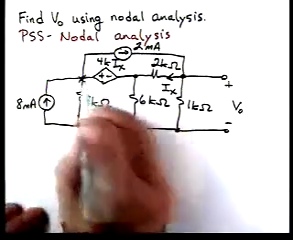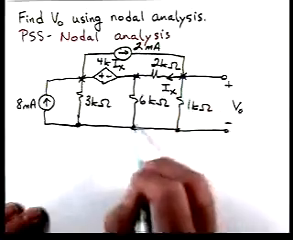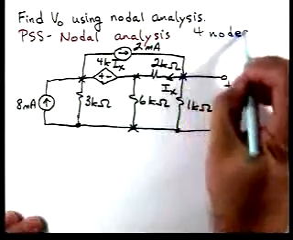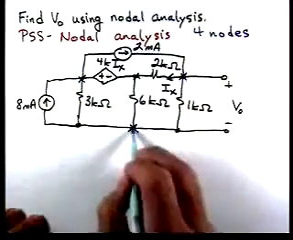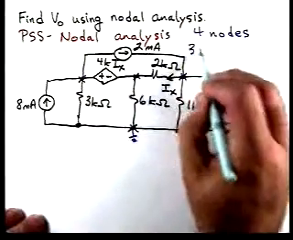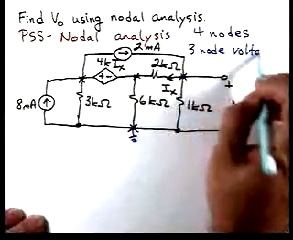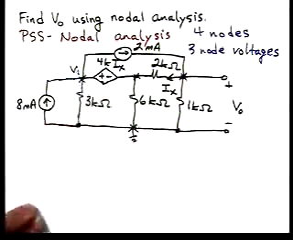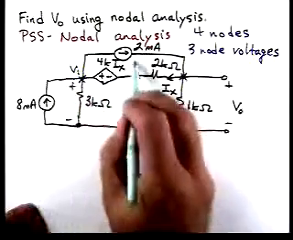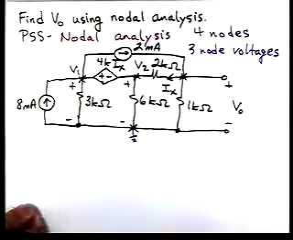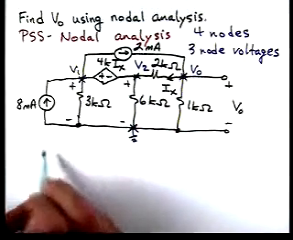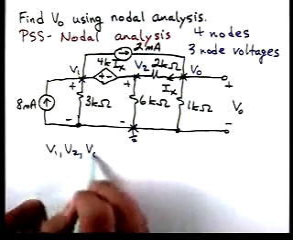So if we look, we have 1, 2, 3, and 1 node at the bottom. So we have 4 nodes. We're going to select 1 as the reference. Let's pick the bottom one. So that now gives us 3 node voltages, and we will assign them as follows. V1, remember the polarity on V1. V2, the polarity, and then of course V0, we can see the polarity on it. So we have node voltages V1, V2, V0.